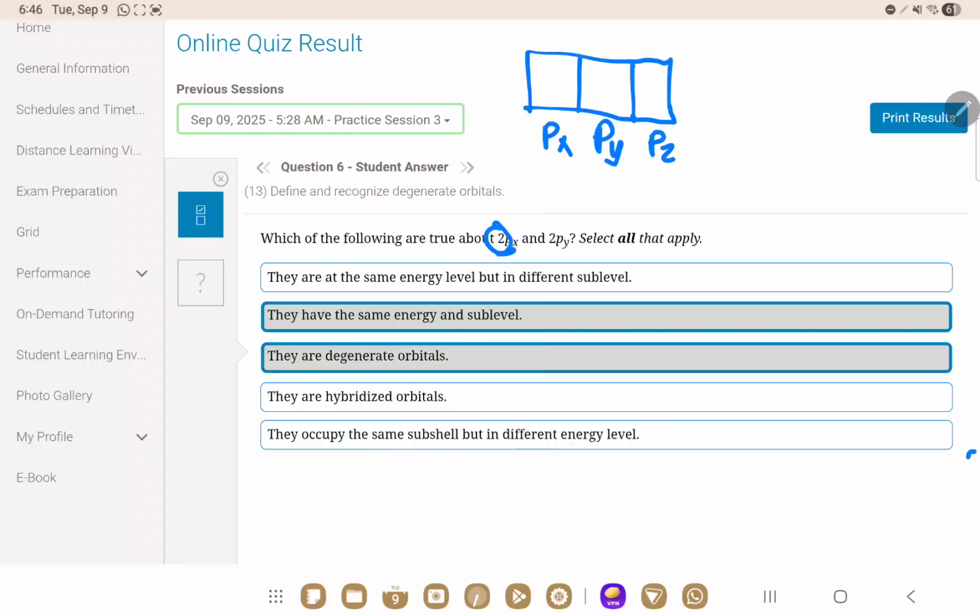Anyways, so these little houses have names. These names belong to the degenerate orbitals. That's what they're called. The little rooms in each house are degenerate orbitals, and they have the same energy and sublevel because they have the same number n. Moving on.